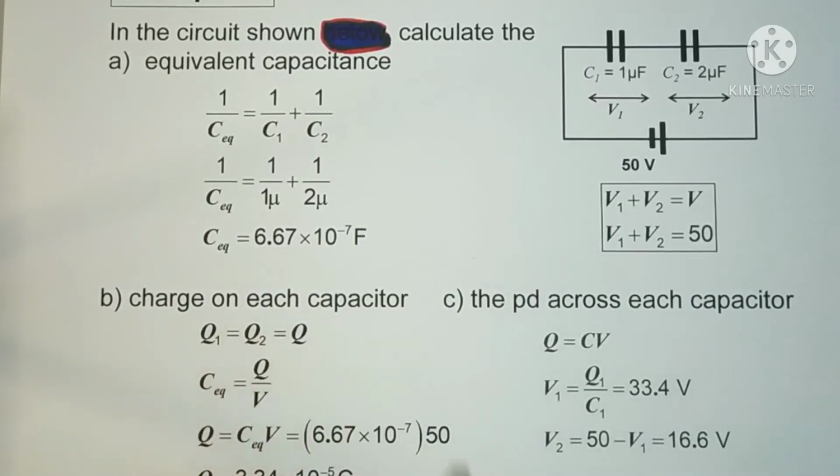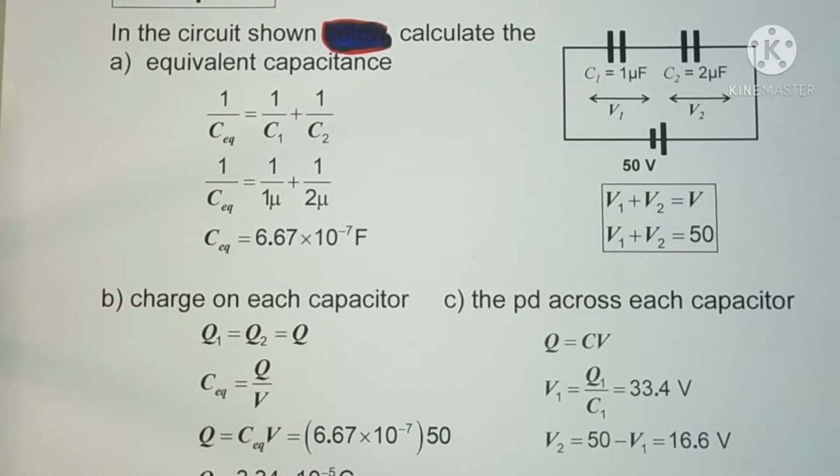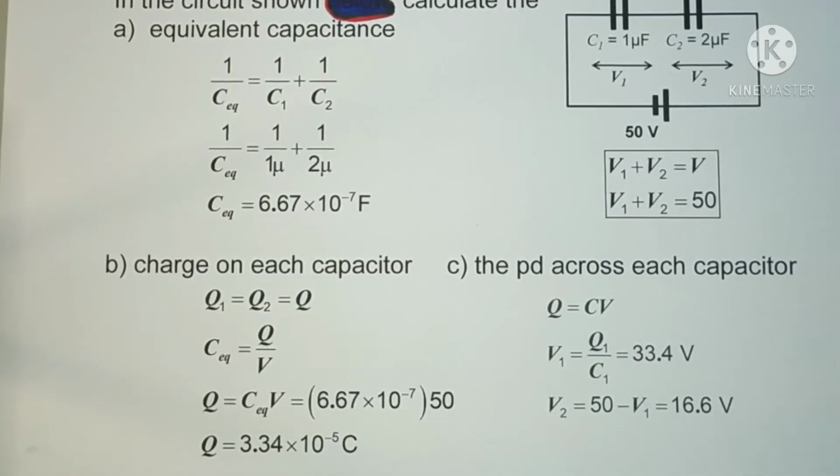For section B, the charge on each capacitor. For two capacitors in series, they carry the same amount of charge. So Q1 and Q2 equal the total charge in the circuit Q, where C equivalent is equal to the total charge in the circuit per unit total potential difference in the circuit, which is 50 volt. Therefore, the charge on each capacitor is equal to 3.34 times 10 to the power of negative 5 coulomb, which is equal to the total charge in the circuit Q.